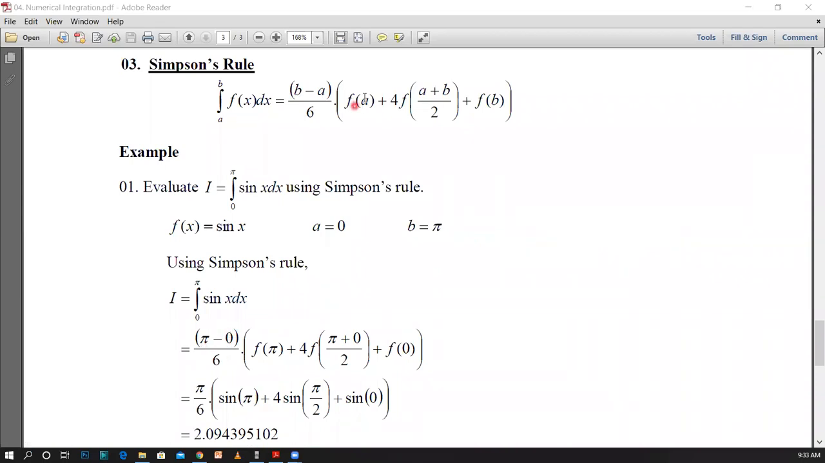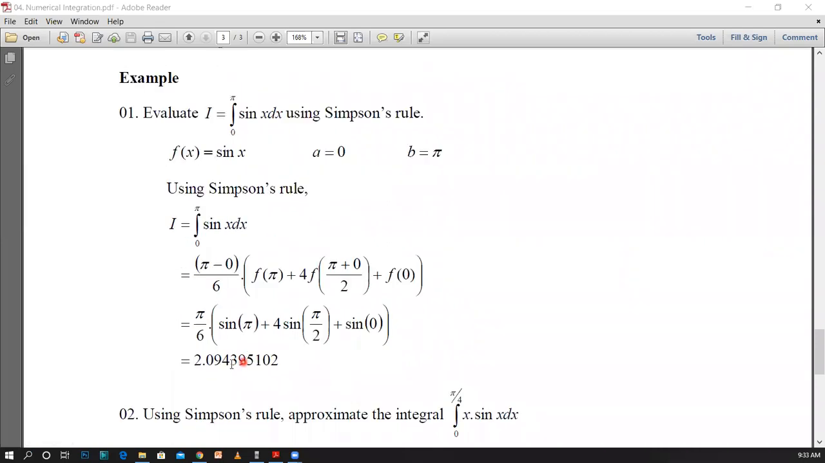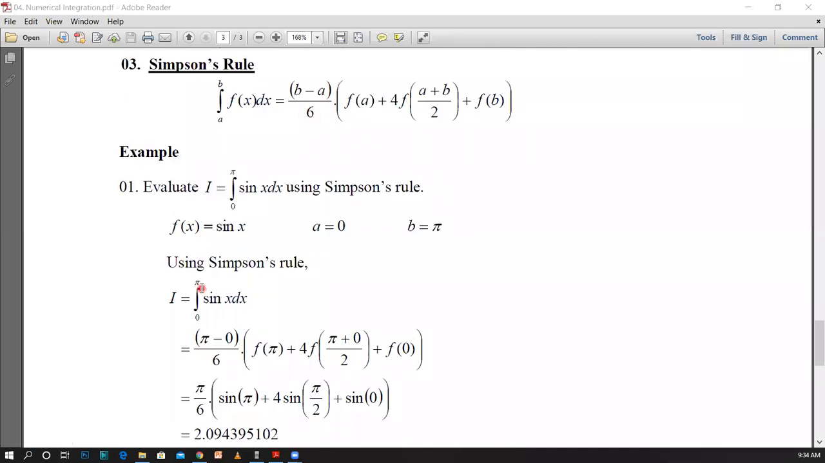Here the value of f(a) is f(0), the value of f(b) is f(5), and here we need to take 4 times f of (5 plus 0) divided by 2, which is just the midpoint value. We need to substitute the midpoint value in the function. Once you perform this calculation, the value we get is 2.094395102. Once you compare this value with the exact value for this integral, Simpson's rule gives much more accurate values for the integrals.